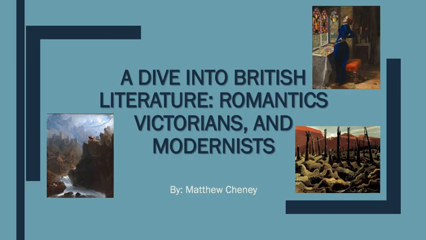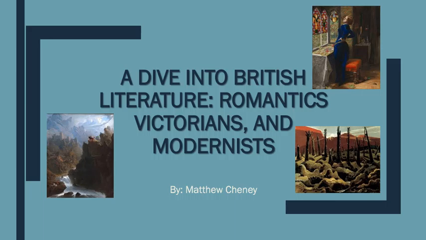Alright, so today we are going to be taking a dive into British literature. Specifically, we're going to be focused on three different eras in British literature: the Romantic era, the Victorian era, and the Modernist era. All three of these eras are different in what would be written about, what makes the era what it is.